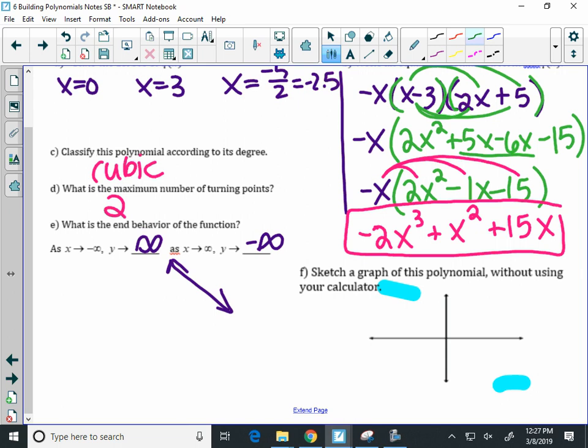Now we're going to build or sketch this polynomial. We've been doing sketches for a few days now, so hopefully we're okay there. First we need to mark all of our roots. We know we have an x-intercept at 0 and an x-intercept at 3.